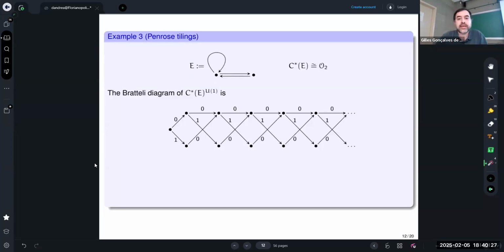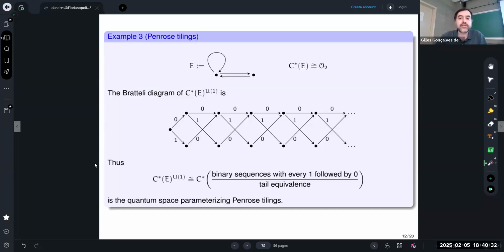And now what is an infinite path, a right infinite path in this diagram? Now you have binary sequences where 1 is always followed by 0. You cannot have 1, 1. Every 1 is followed by 0. This is the AF core, the groupoid C*-algebra of the principal groupoid given by tail equivalence on this set. And we know what this is.